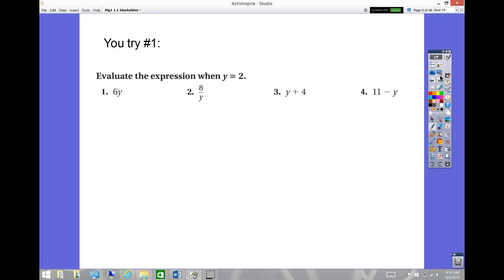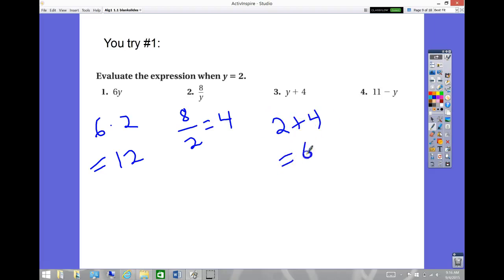Okay, so again, if you're doing this at home on a video, this is the time when you want to hit pause. Okay, evaluate the expression when y equals 2. For the first one, 6 times 2 equals 12. Second, 8 divided by 2 equals 4. Third one, 2 plus 4 equals 6. And the last, 11 minus 2 equals 9. Okay, that's what you should have done. That's what you should have got.